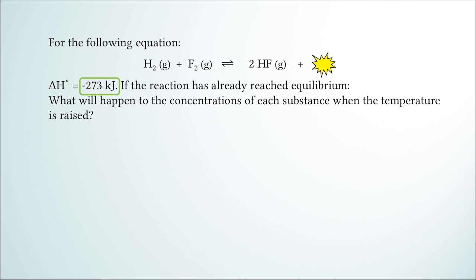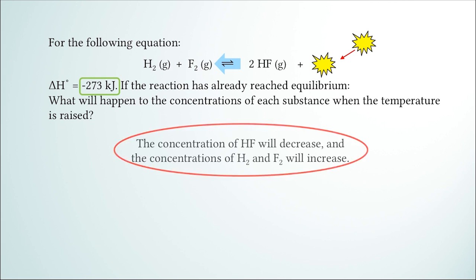When temperature is raised, an equilibrium will shift away from the side that has energy. Raising temperature in this case is like adding products, so the reaction will shift toward the reactants. That means the concentration of hydrogen fluoride will decrease, and the concentrations of hydrogen and fluorine will increase.